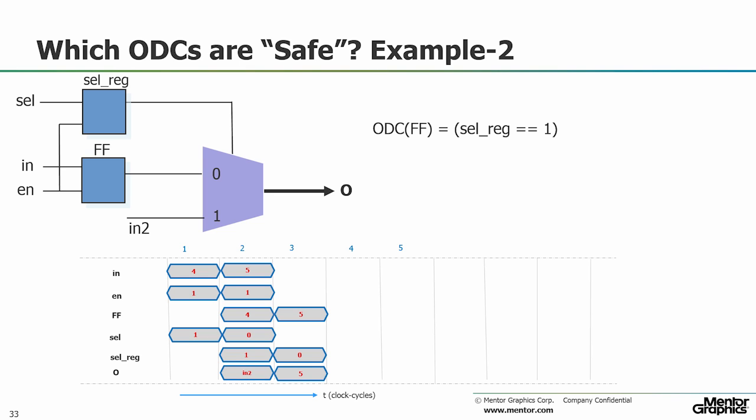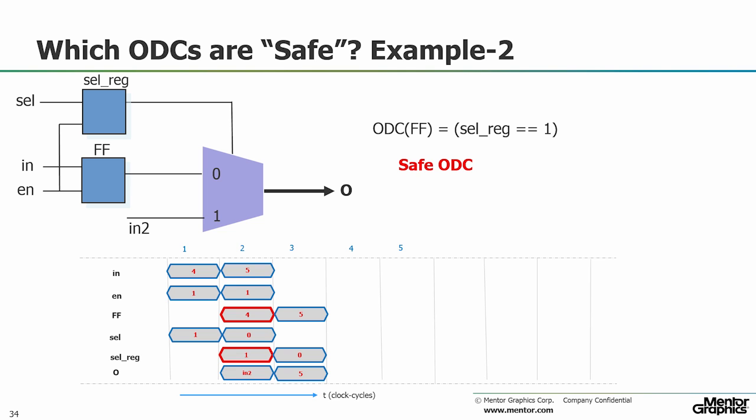Here we can see that when the ODC for the register FF is true, the value of the register in that cycle, which is 4, is never observable at the design output. And hence, this ODC condition is a safe ODC condition for the register FF.